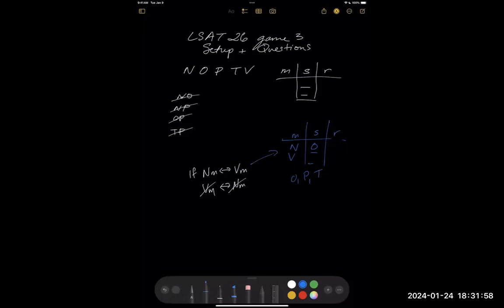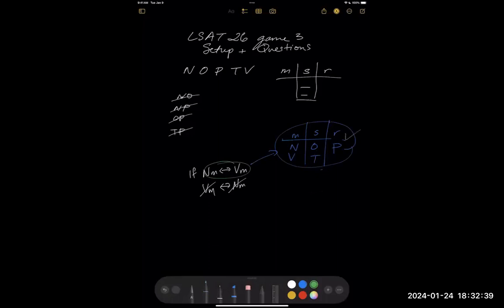P can't be with T or O, but O and T can be together. So if either N or V goes to the movies, then this would be the only solution that we could get. If neither of them go to the movie, then we don't know, right? I mean, we could write out that world and see what our options are. But that's probably not something we want to be doing at the beginning. That's probably not going to be very efficient. So that's what we're left with as just one possible solution based on triggering this scenario.